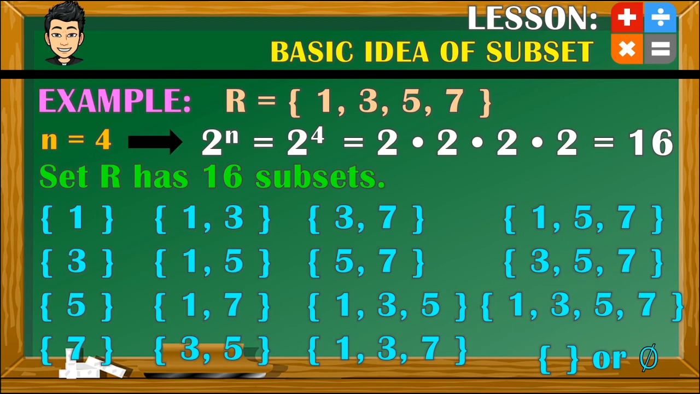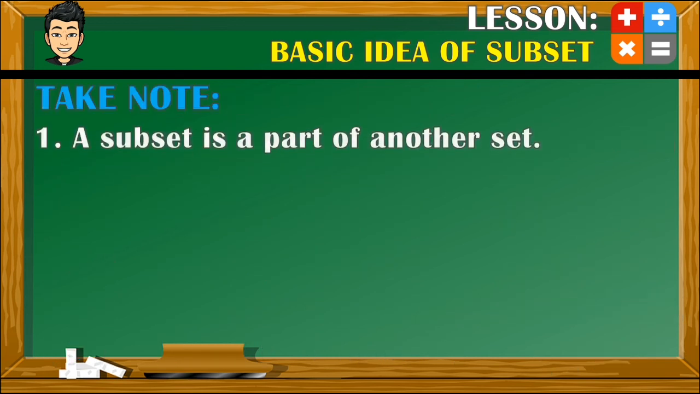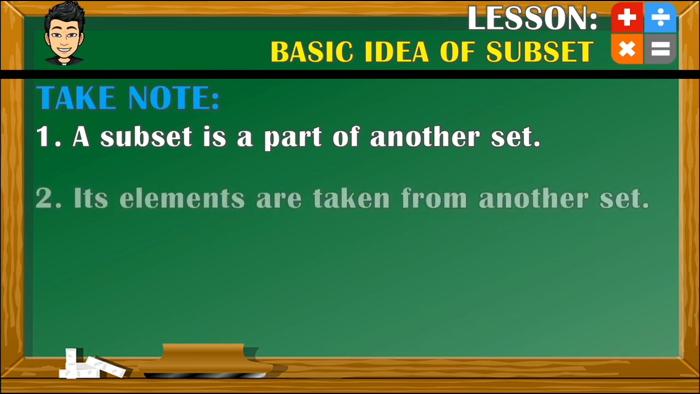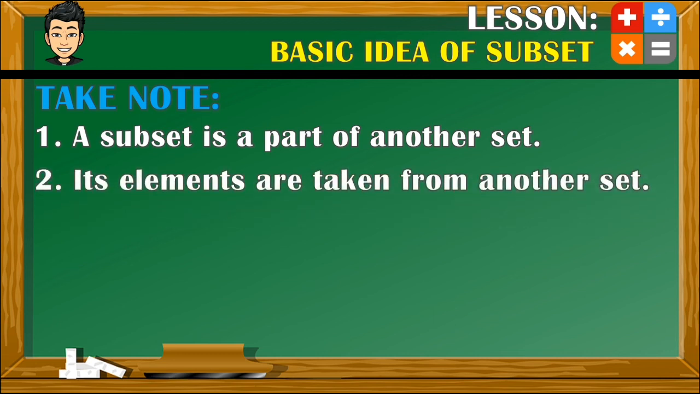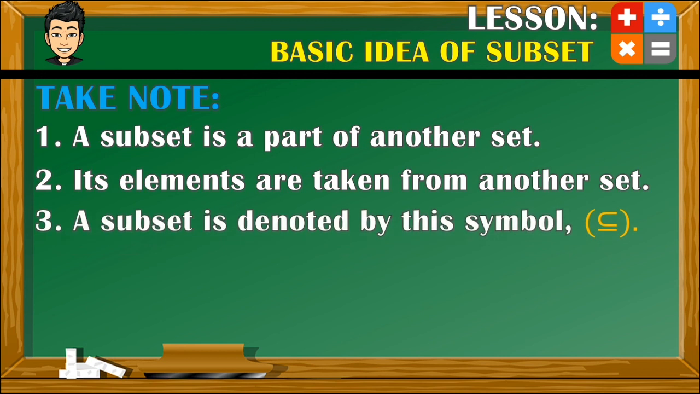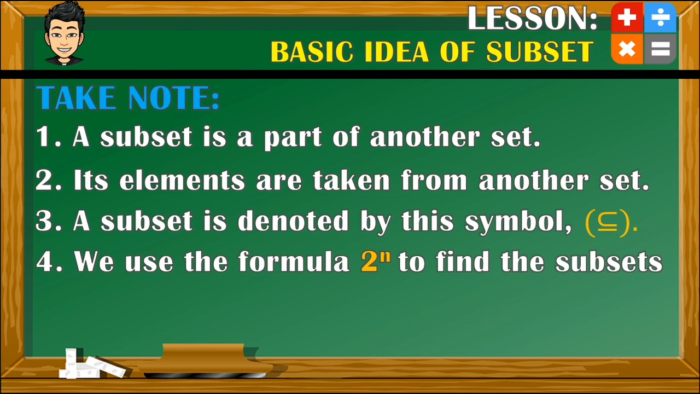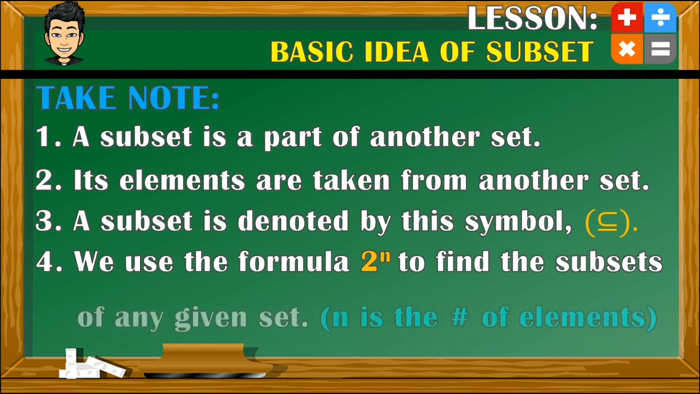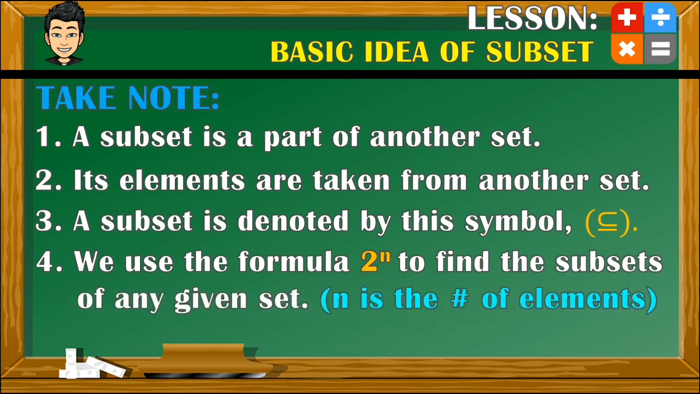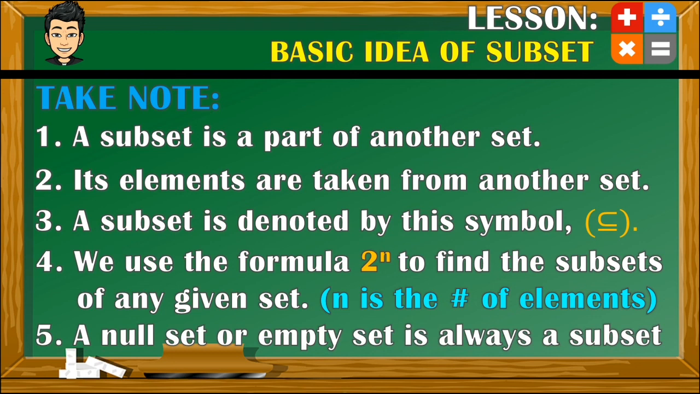So those are the things that you must remember about subsets. Before we end our video, take note of the following. A subset is a part of another set. Its elements are taken from another set. A subset is denoted by this symbol. We use the formula 2 raised to n to find the subsets of any given set, wherein n is the number of elements. A null set or empty set is always a subset of any given set.